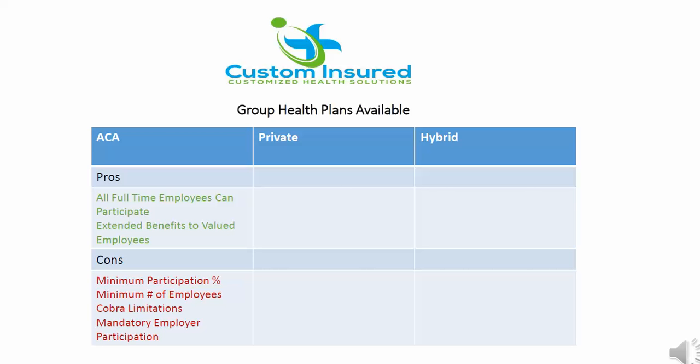Then we're talking about COBRA limitations. If an employee leaves your company for whatever reason, their option is COBRA at that time, which is usually an 18-month plan, much more expensive than what they were paying before. That can put them in a big financial bind depending on what kind of coverage options they have.